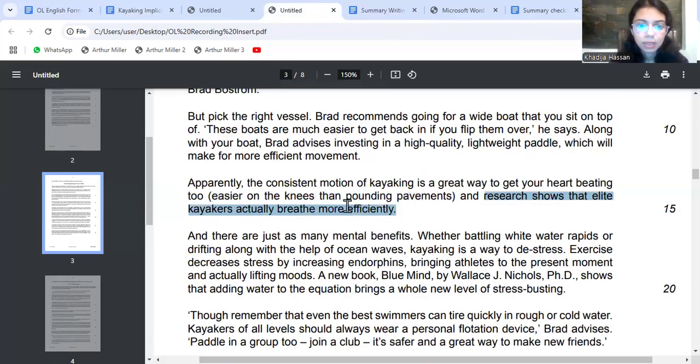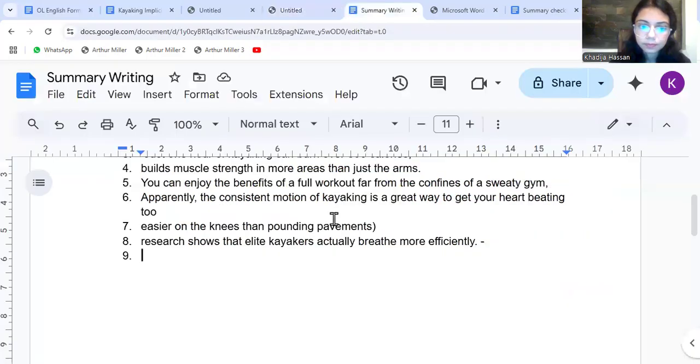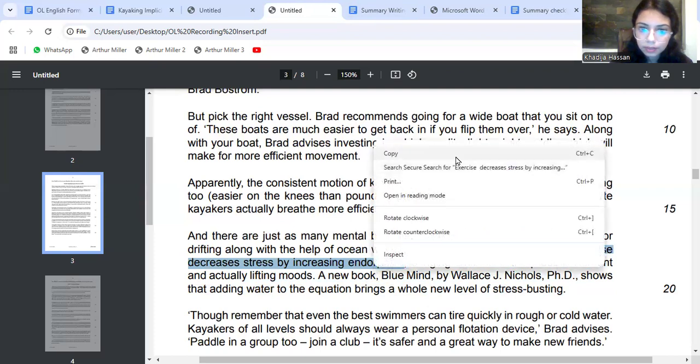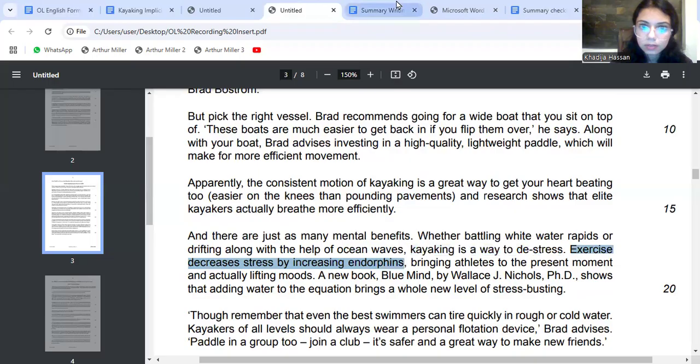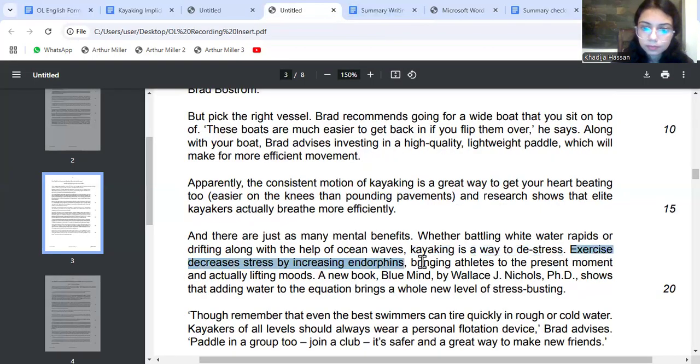And there are just as many mental benefits, whether battling whitewater rapids or drifting along with the help of ocean waves. Kayaking is a way to de-stress, increasing endorphins, bringing athletes to the present moment.